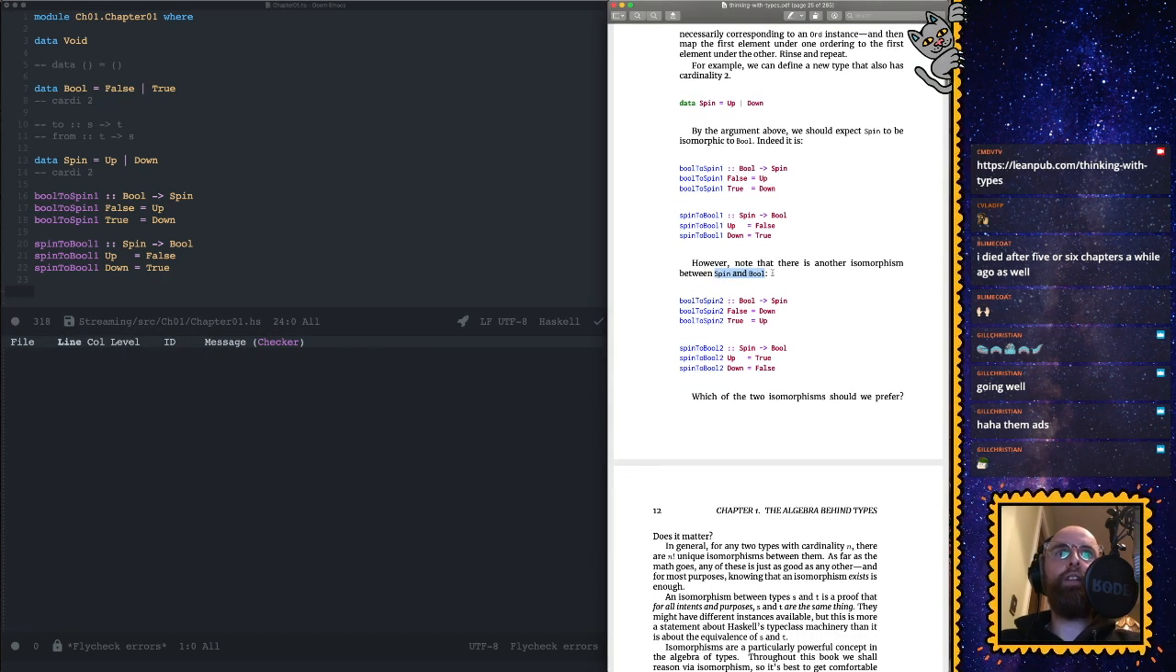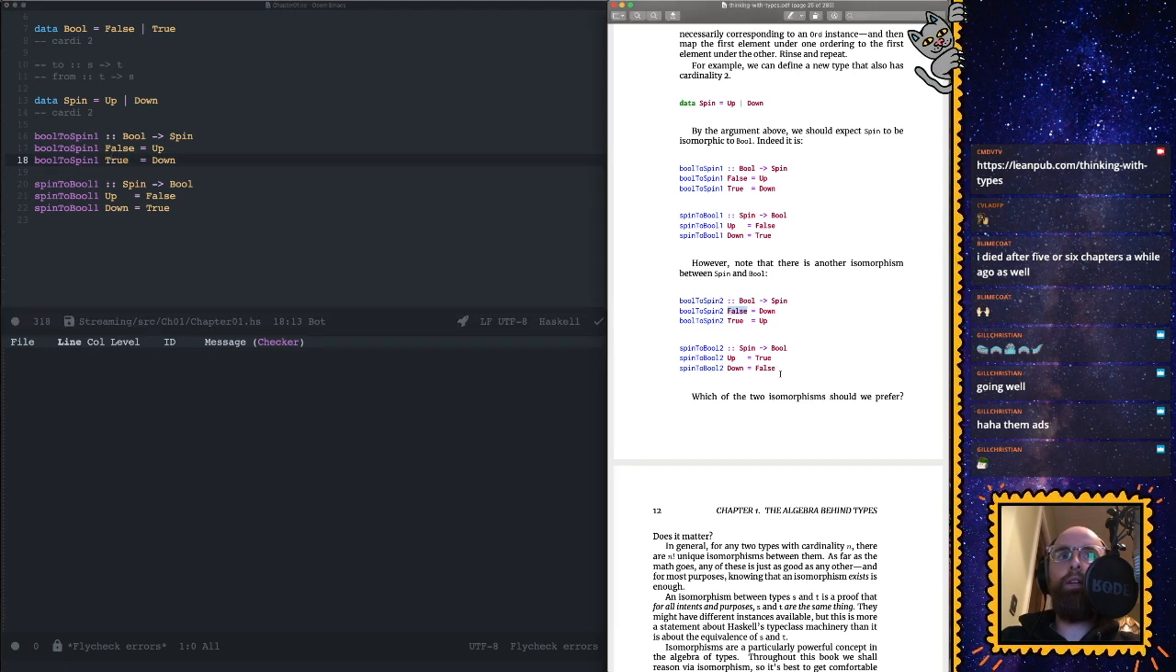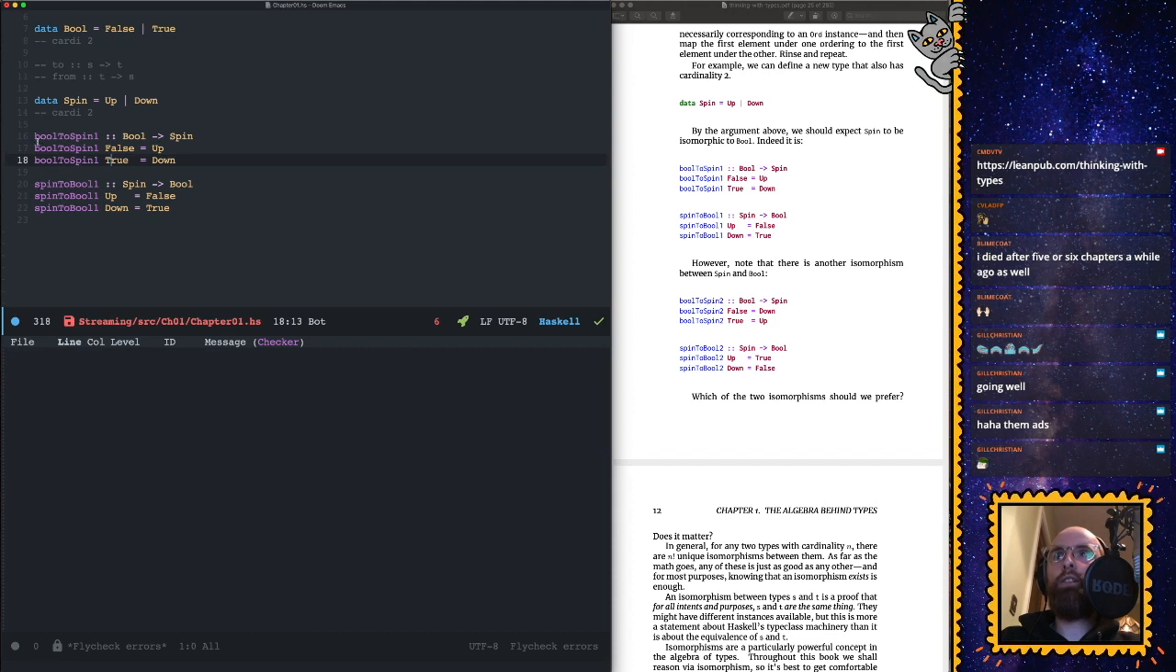However, note that there is another isomorphism between Spin and Bool. Yeah, which is what I was saying. We can literally go the other way, can't we? So in this case we went False to Up, but we could have gone True to Up and False to Down. That makes sense, doesn't it? So for that reason, we're going to copy it and just do that.